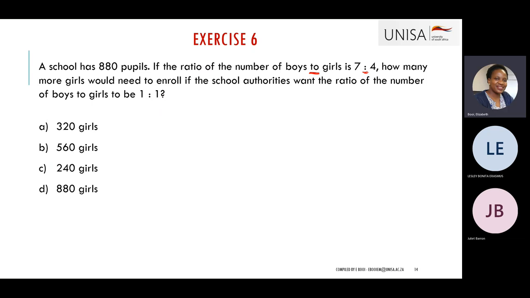How many more girls will you need to enroll in the school if we want the ratio to be 1:1? So first, you will need to calculate what is the ratio of females to boys, right? And calculate how many boys or girls we have in this school. That will give you the number of girls that we have in that school. So in order for the ratio to be 1:1, how many more girls need to be enrolled in this school?